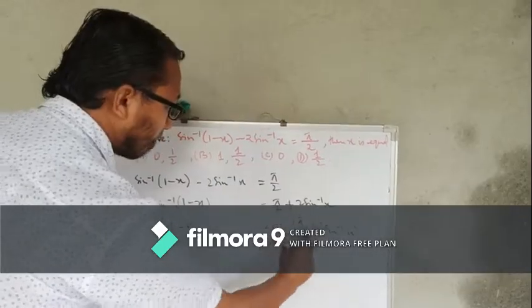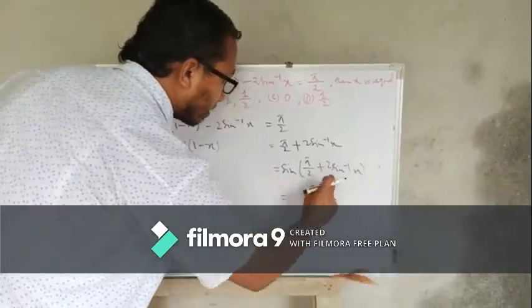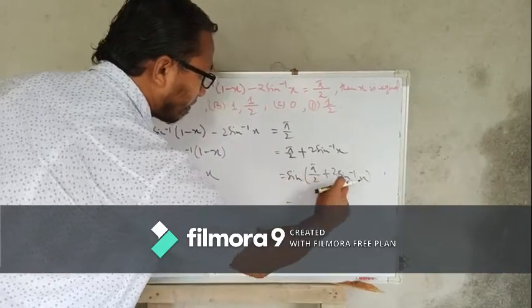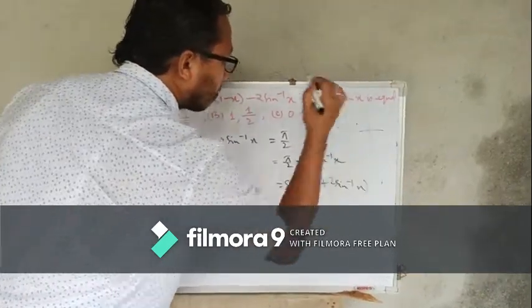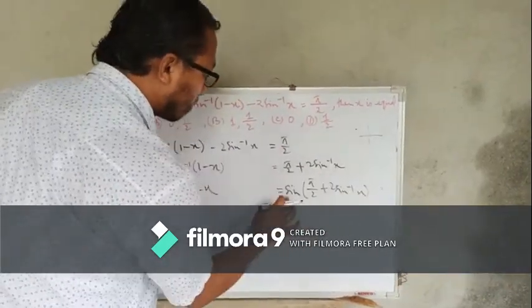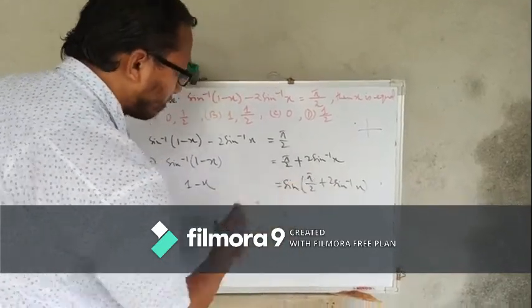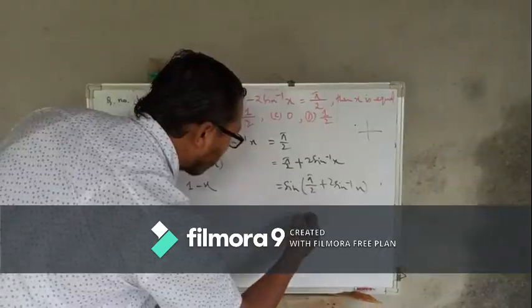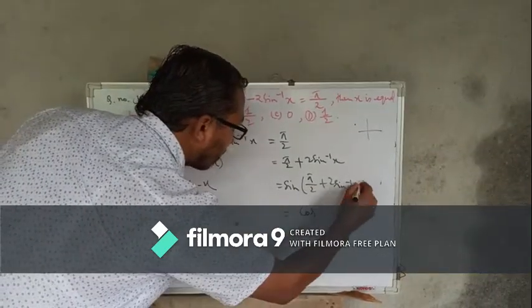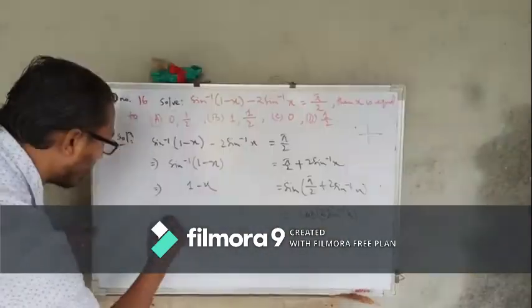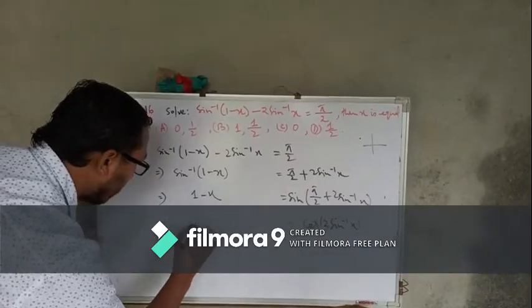Now sine 90 plus theta, consider pi by 2 as 90. Sine 90 plus theta is in the second quadrant. In the second quadrant sine is positive, and since 90 plus theta is multiplied by an odd number, it will convert to cos. So cos of 2 sine inverse of x is equal to 1 minus x.